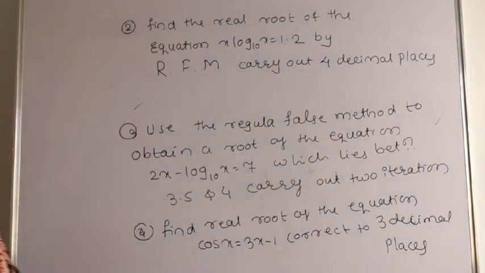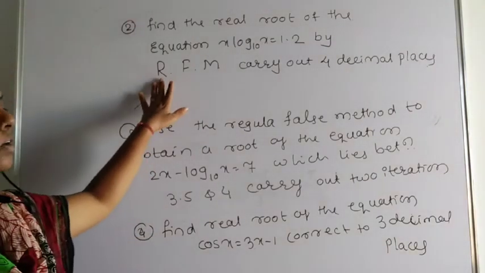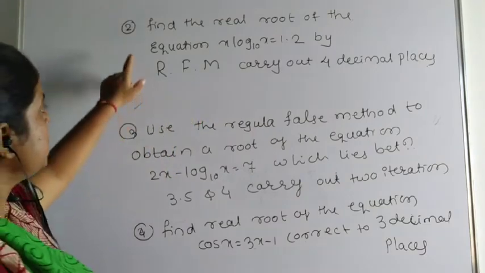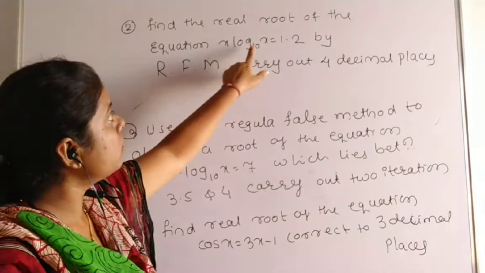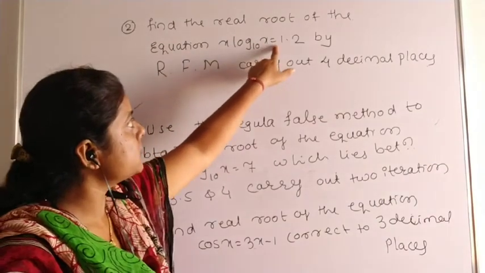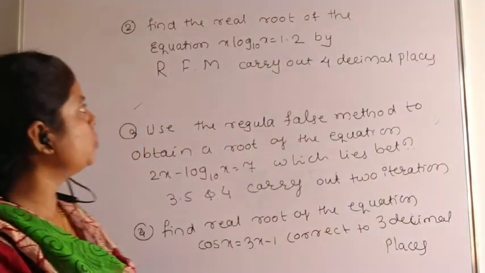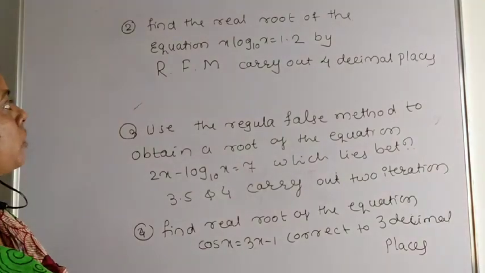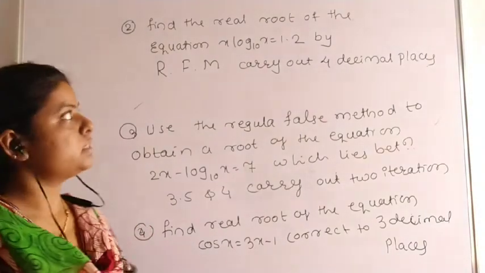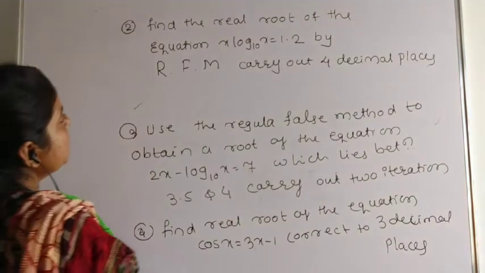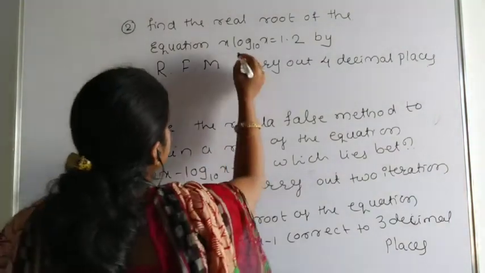Yes, dear students, now the examples on regula falsi method. Find the real root of the equation x log to the base 10 x is equal to 1.2, using the regula falsi method, carried out to 4 decimal places. See here, the log to the base 10.